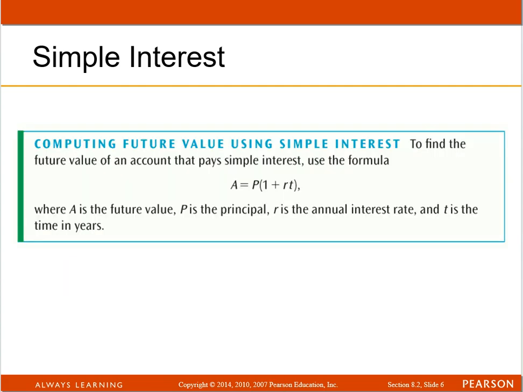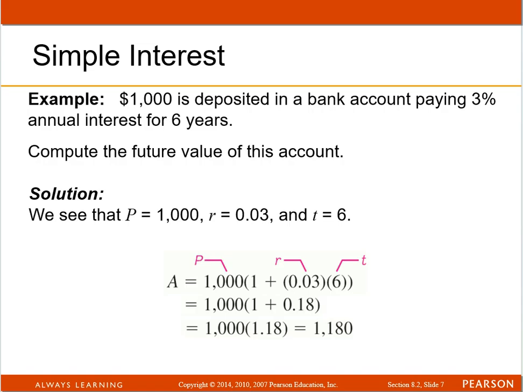And what's next? Okay, so there's that formula. Computing the future value using simple interest. And there you go. And I'm still good. So that's the formula. And here's an example. $1,000 is deposited into a bank account paying 3% annual interest for 6 years. Compute the future value of this account.